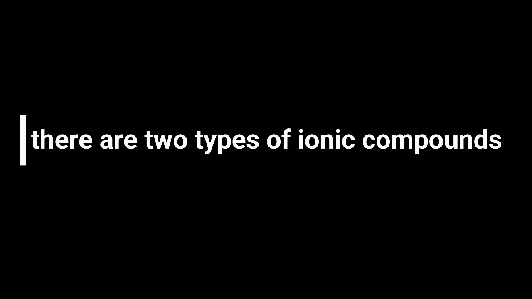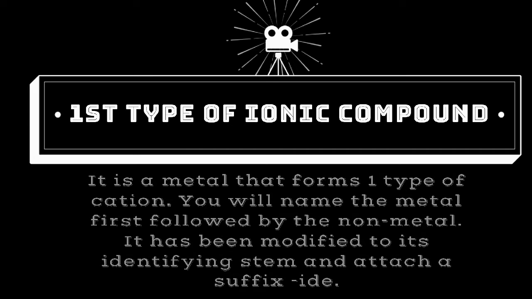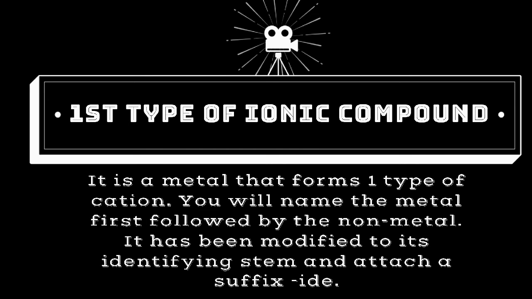Under this, there are two types of ionic compounds. Let's discuss the first one. It is a metal that forms one type of cation. You will name the metal first, followed by the non-metal. It has been modified to its identifying stem and attached with the suffix -ide.